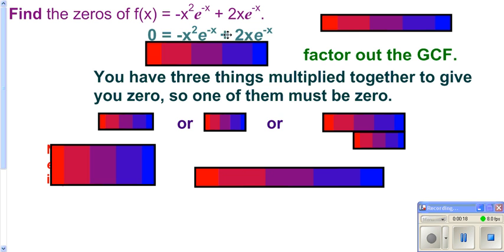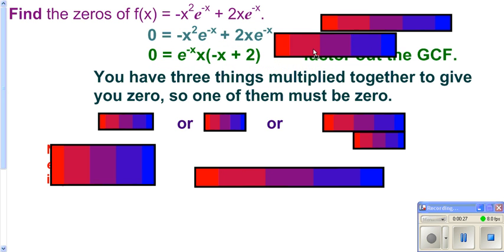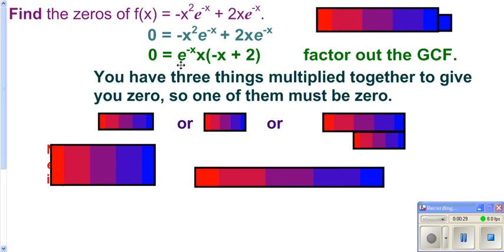You'll notice before the plus and after the plus, you have an e to the x, e to the negative x, but you also have an x to the first power you could pull out. So you pull out your greatest common factor, and it leaves you with this.